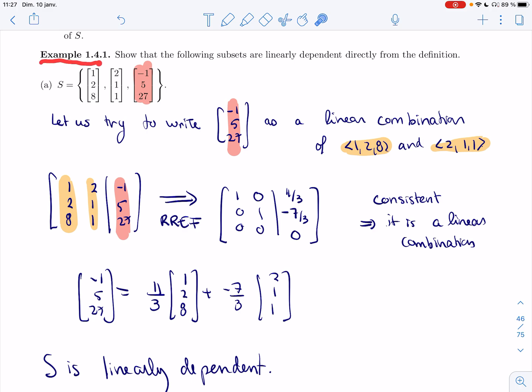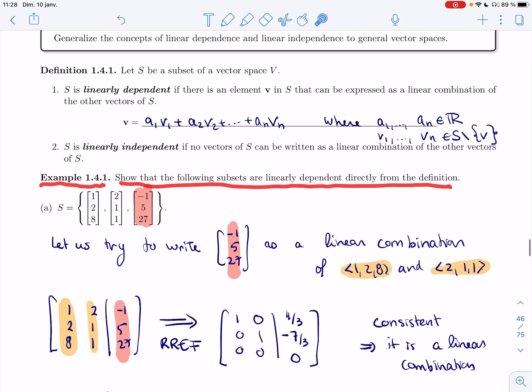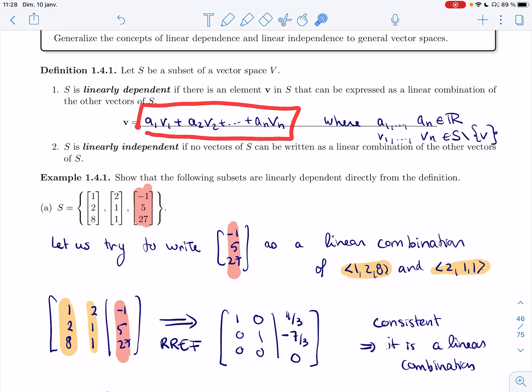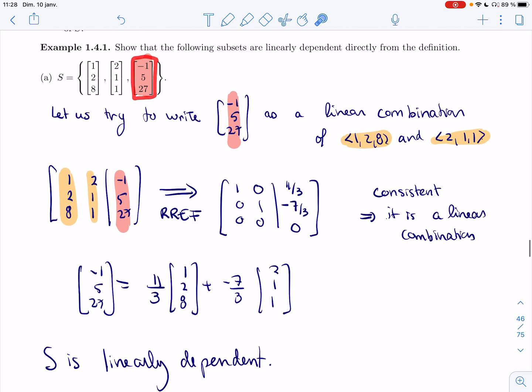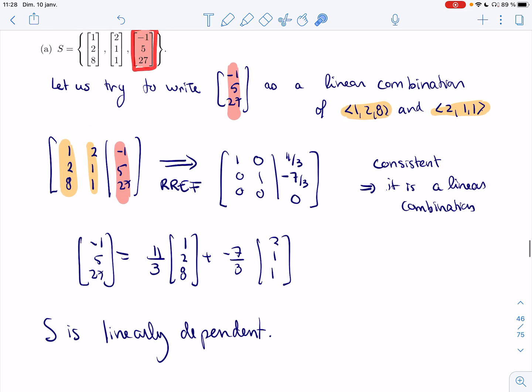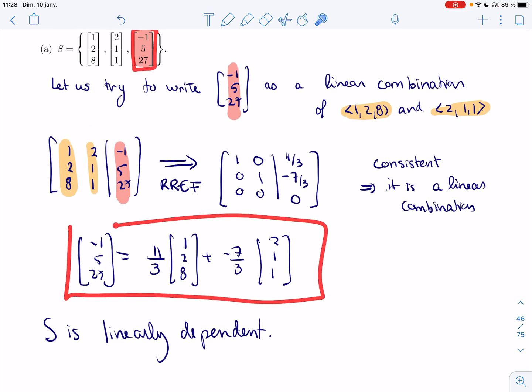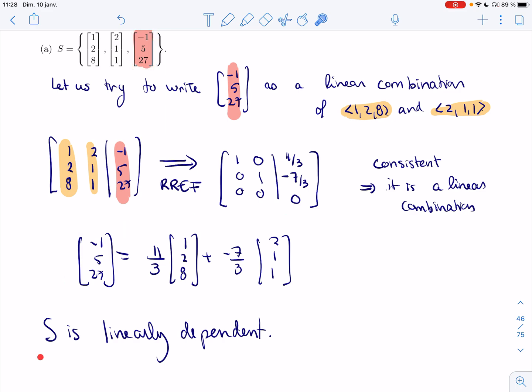Example 1.4.1, we're asked to show that the following subset are linearly dependent directly from the definition. So our definition tells us that to show that a set is linearly dependent, I need to be able to write one of the elements as a linear combination of the others. For the first example, part A, it wasn't too bad. The first one I took and tried to write as a linear combination worked. And so I could tell that S was linearly dependent.